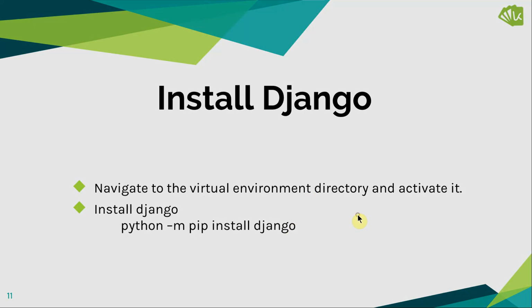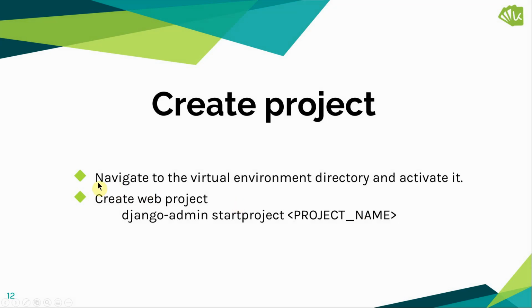So once Django is installed, the next step, and again it is mandatory to keep the virtual environment activated, is that we go to our workspace folder, it could be any folder in our system, and issue the command django-admin startproject and then the name of the project.